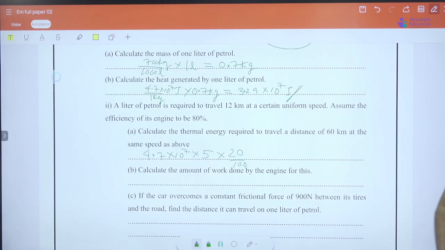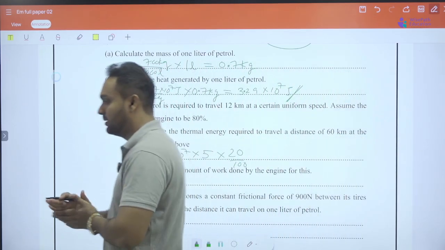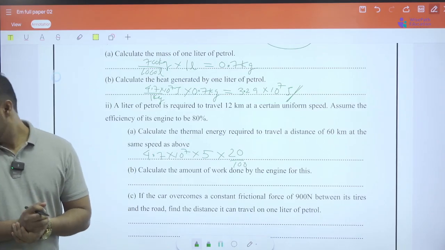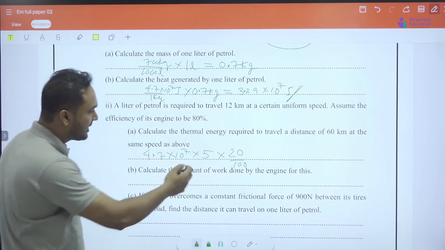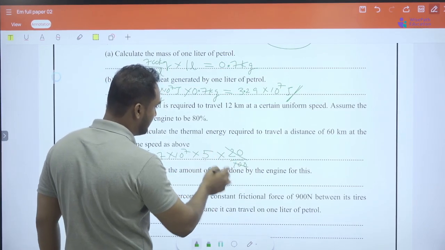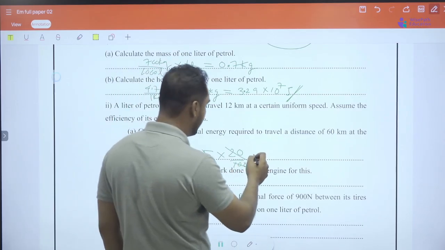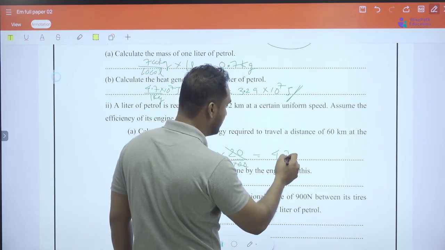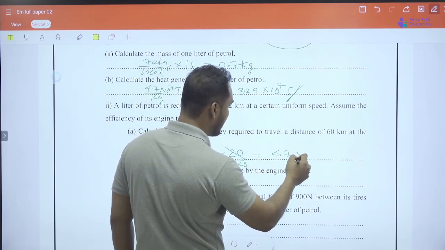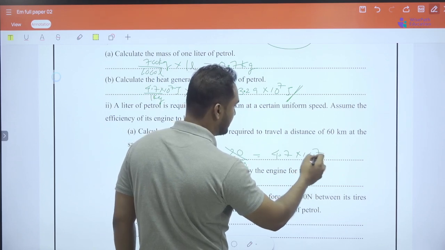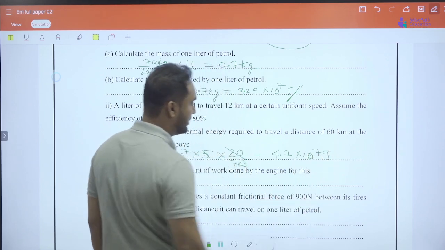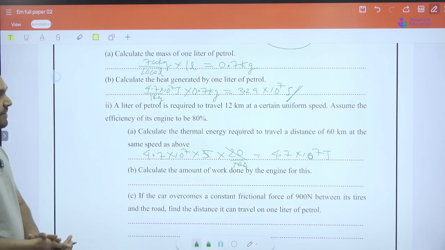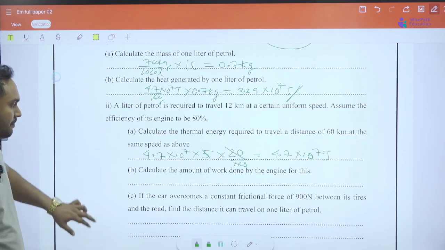Now this cancels out, isn't it? This is 5, 5 cancels out. It's the same answer. 4.7 into 10 to the power 7 joules is produced as heat.